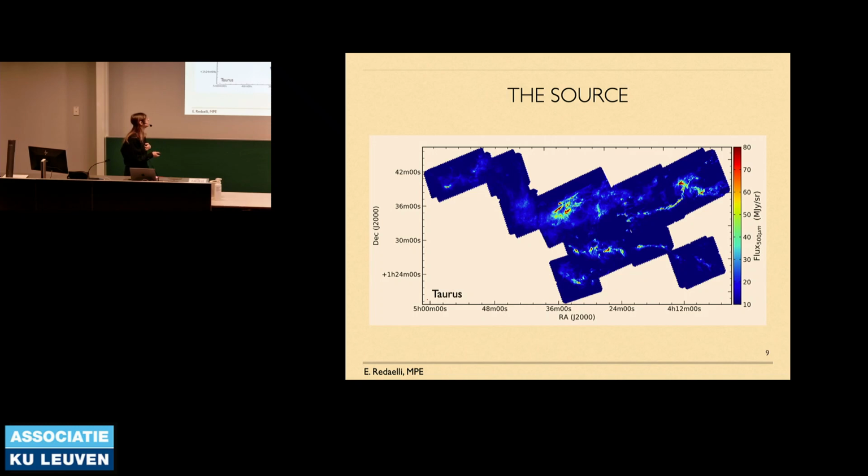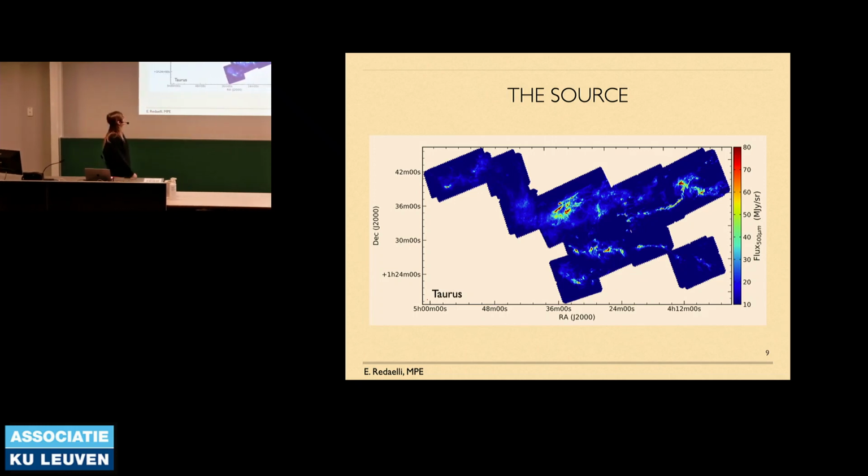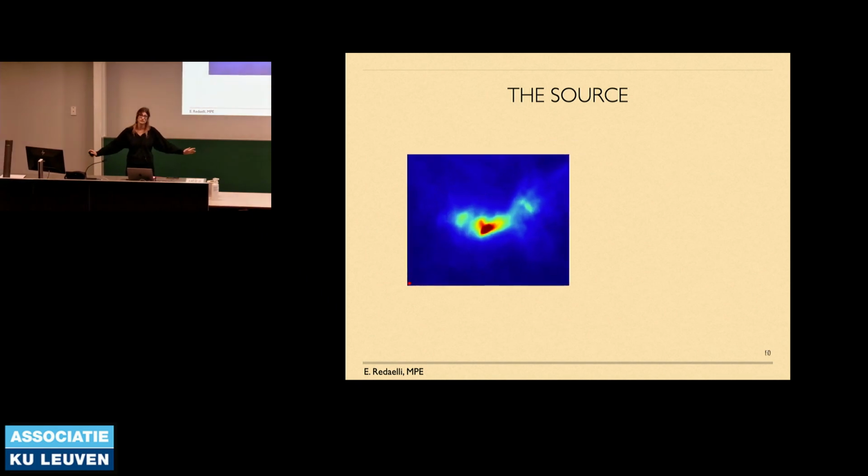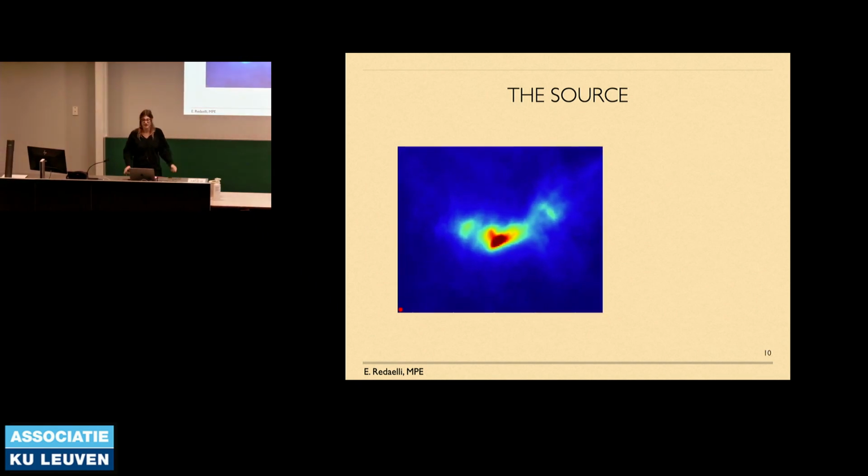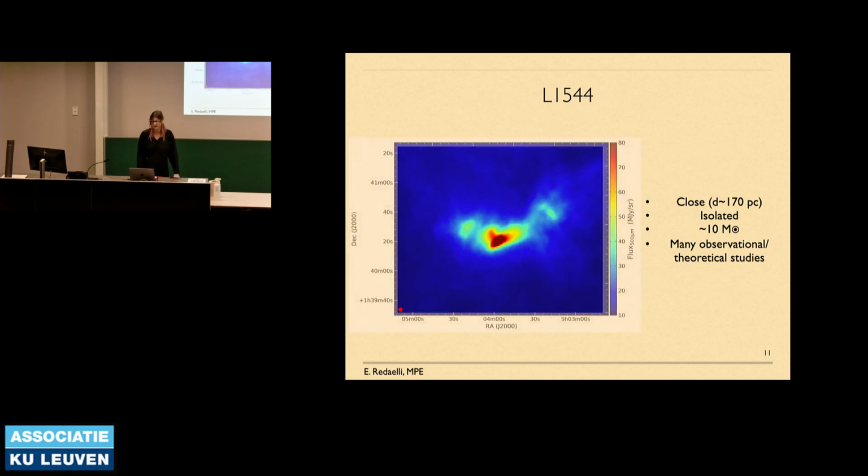This is a map done with Herschel. So what we're seeing here is the thermal emission of the dust grains embedded in the medium, which are emitting at far infrared wavelengths. And what I would like you to focus on is this tiny tip here, which is one of the best known pre-stellar cores that we have out there. It's called L1544. And in the last few decades, we have really targeted it with a number of observational and theoretical studies, and we know a lot about its structure.